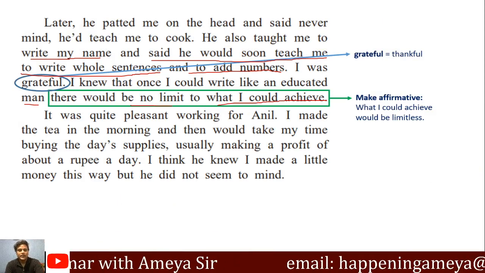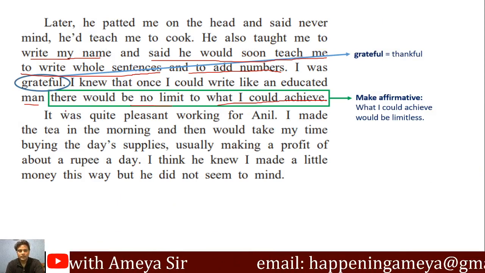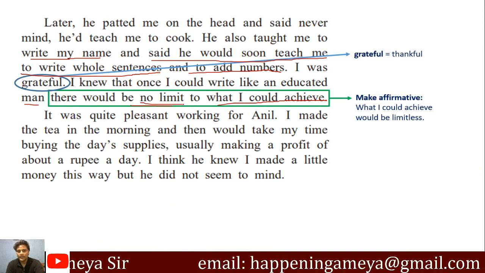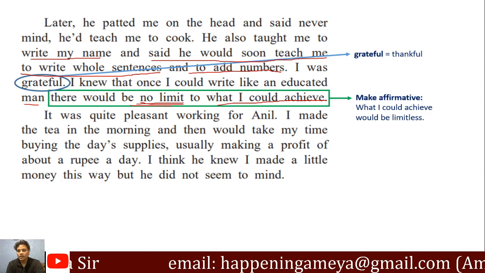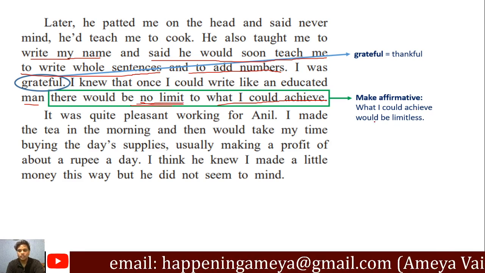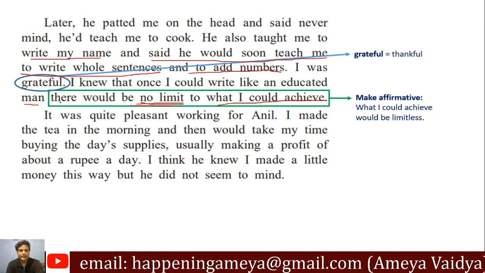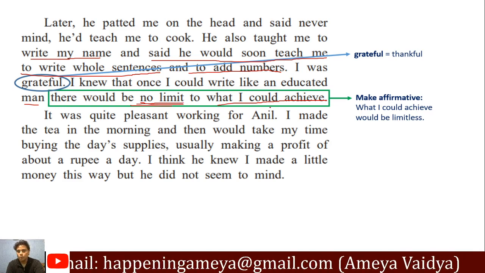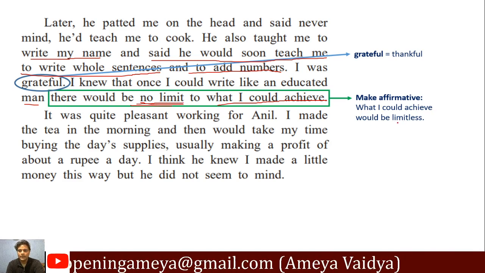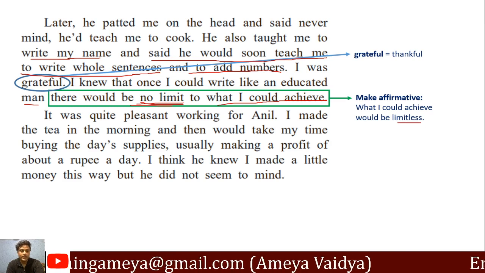The grammar entry, guys. Make affirmative. Look at the line. There would be no limit to what I could achieve. So no limit makes it negative. Make affirmative. What I could achieve would be limitless. So the line is there would be no limit to what I could achieve. What I could achieve would be limitless. And that way you made it affirmative.